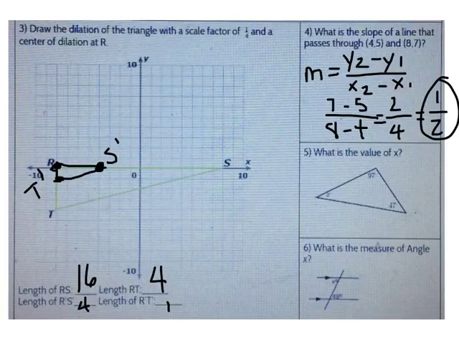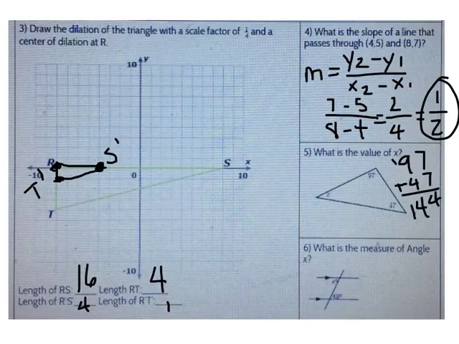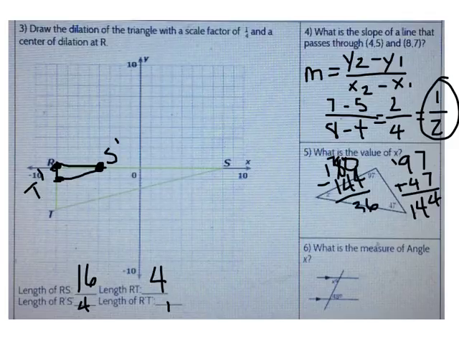Now let's find the missing angle in a triangle. Remember, all of the angles in a triangle add up to 180 degrees. So I can start by adding 97 plus 47. What's 97 plus 47? It's 144. Now I can subtract from 180 to find my missing angle. What's 180 minus 144? It's 36. X is 36.